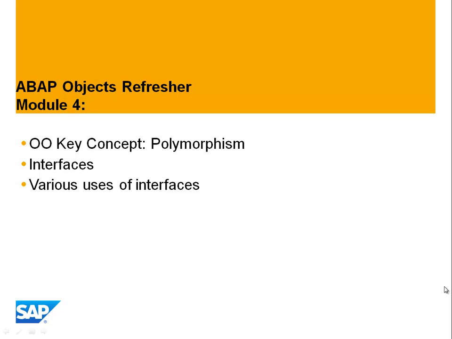Welcome back to the ABAP Objects Refresher. This time we're on Module 4, and we're going to talk about a very important concept in object orientation that is called polymorphism, and specifically about interfaces and how they relate to classes and how you use them.